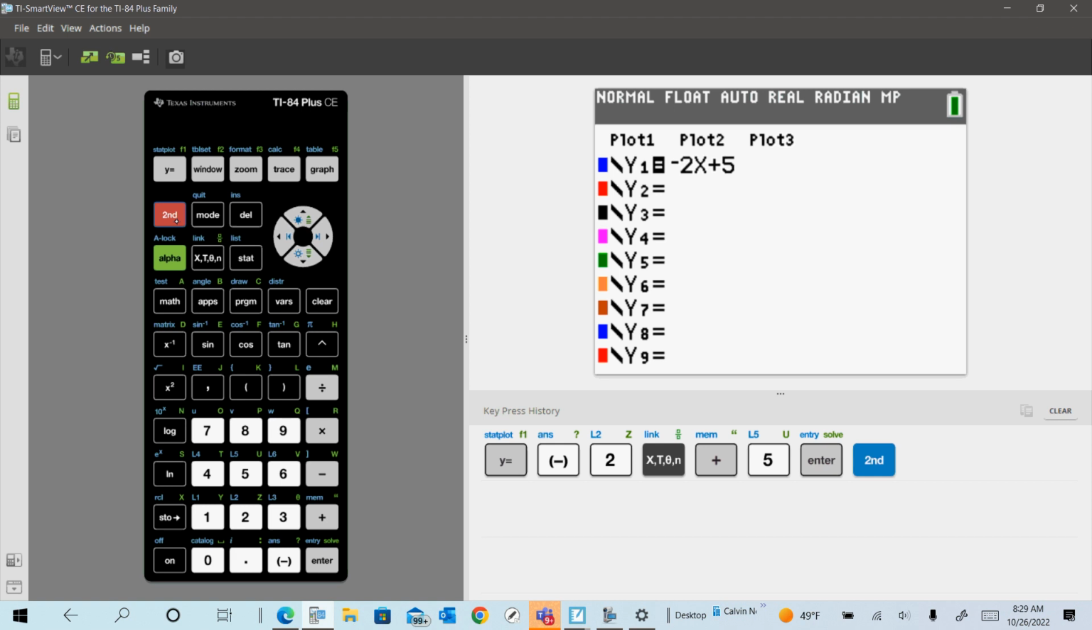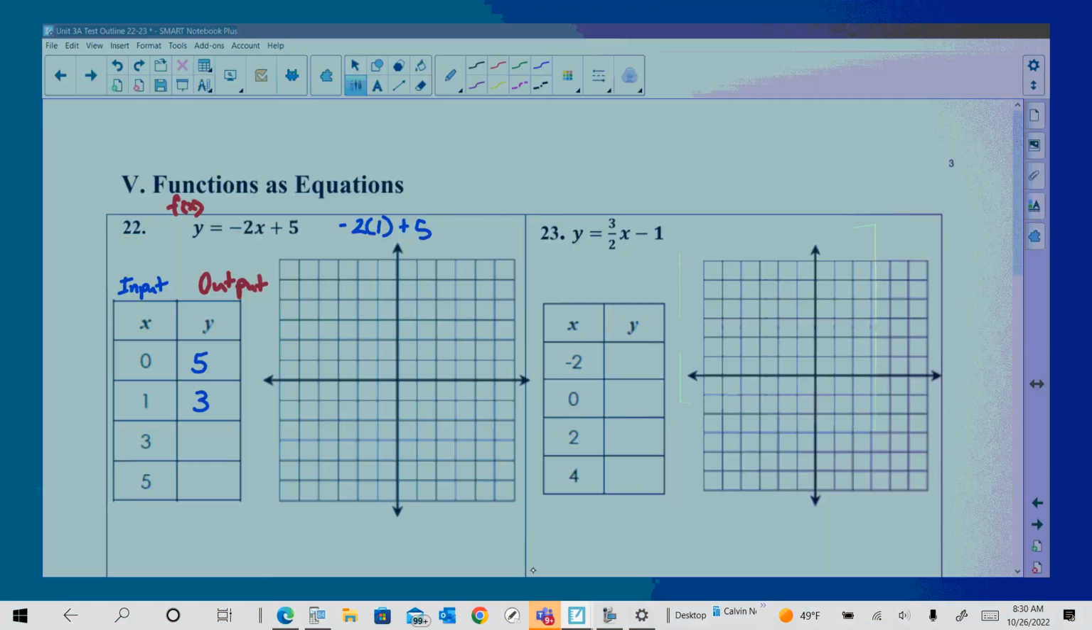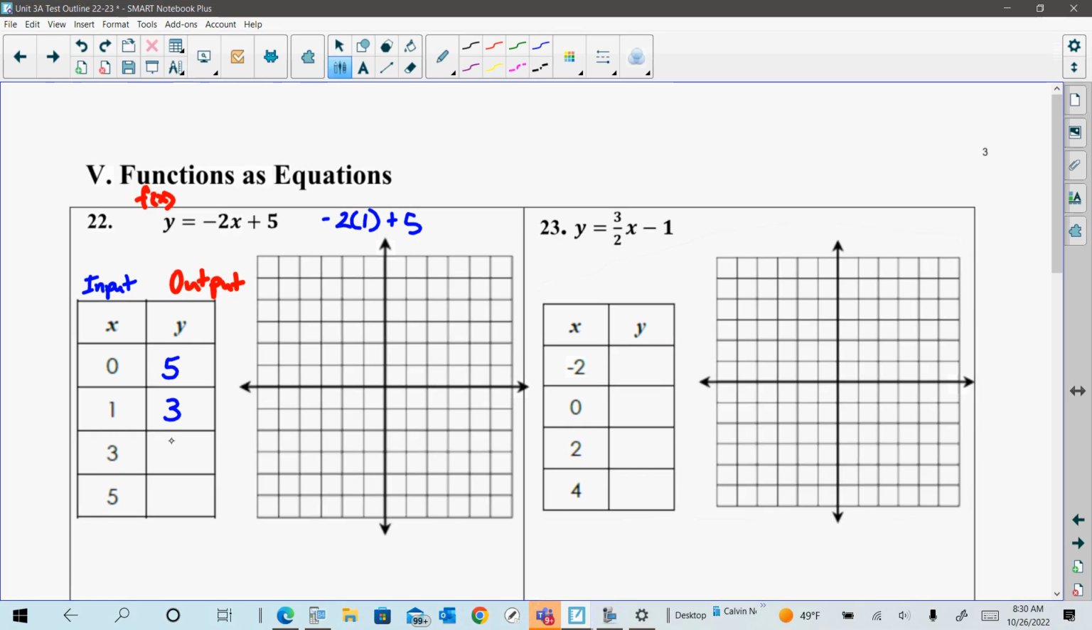Second graph. And so I need to go down to where I see a 0, because that's where our table starts. It starts at 0. And then we can just input or plug in or fill in our table. Now, let me go back to here. So we should have 5, 3, and then a -1, and then -5.